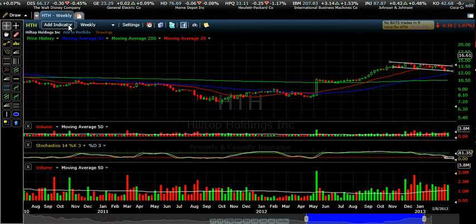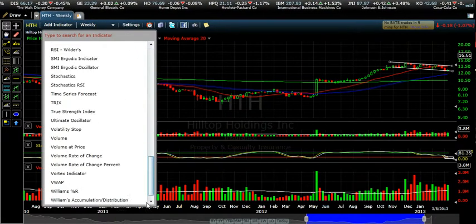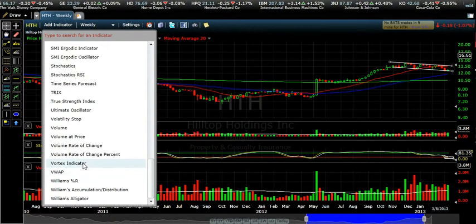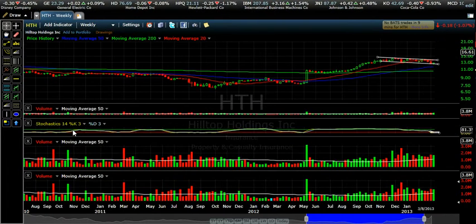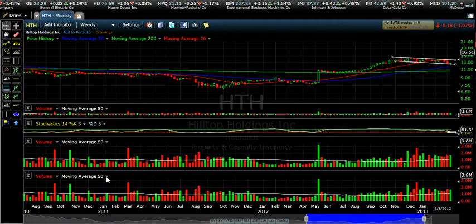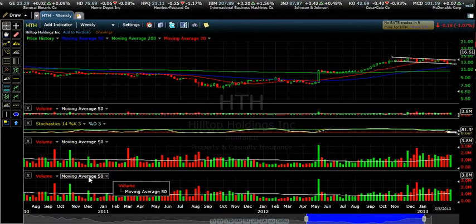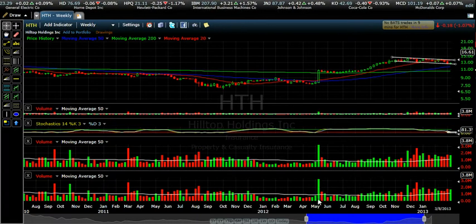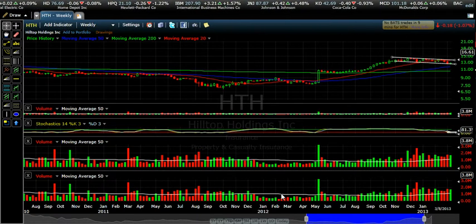Next, I will add the volume. You click add indicator, you click volume, and the default settings has it at the 50-day moving average, or 50-day volume average. That's what the white line is.